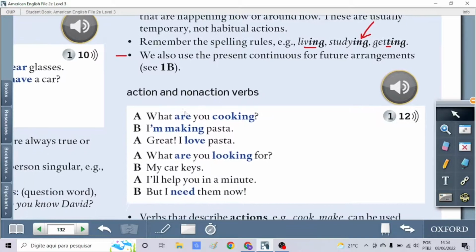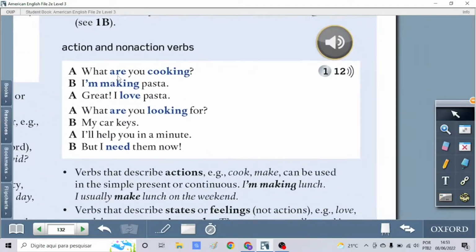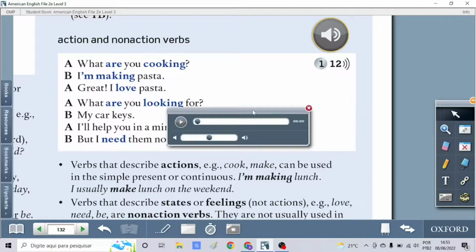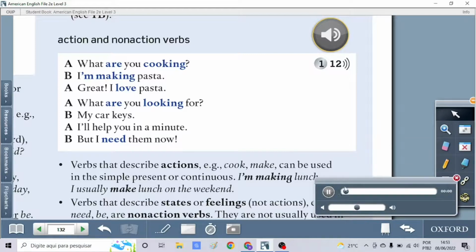Excellent. Now, we need to focus on something when we are talking about progressive actions. The action and non-action verbs. Let's check them out so you can see the difference. What are you cooking? I'm making pasta. Great. I love pasta. What are you looking for? My car keys. I'll help you in a minute. But I need them now.